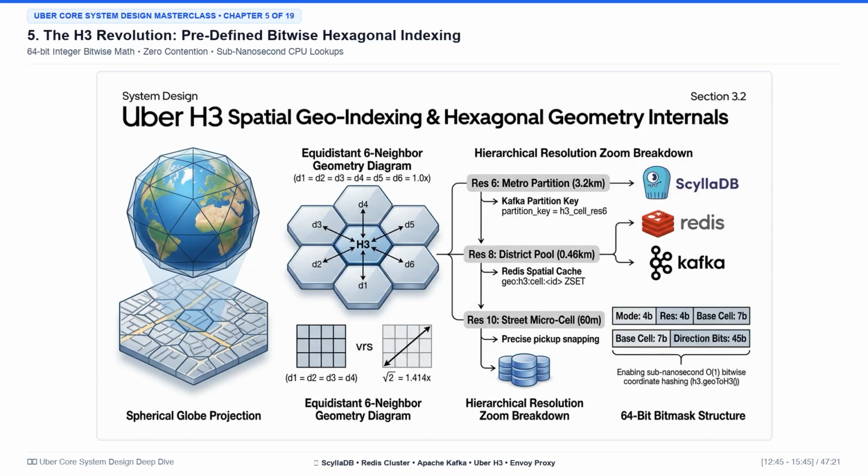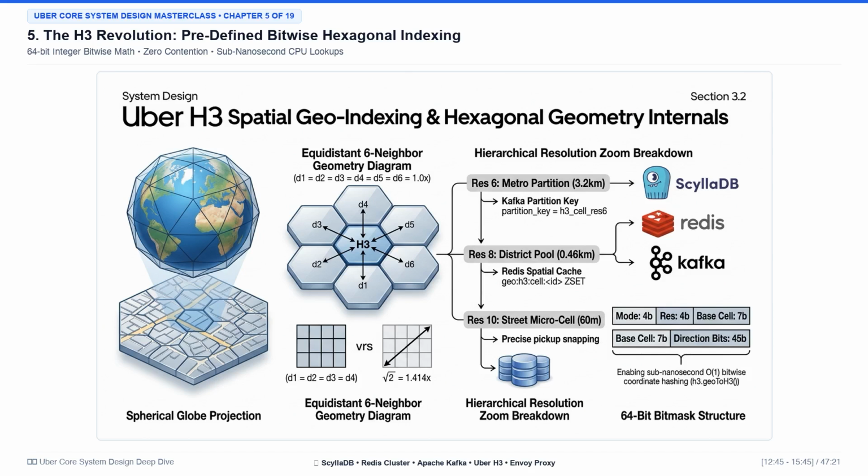Just math. Yeah, it uses constant time, O(1), bitwise arithmetic, directly in the application's CPU registers. It bypasses memory and databases entirely. Okay, you're going to have to unpack bitwise arithmetic for me. Sure. So deep down, a CPU only understands ones and zeros, right? Bits. Right. When a raw GPS coordinate comes in, the H3 library runs an equation. It literally shifts the ones and zeros of the coordinate data left and right using hardware-level logic gates.